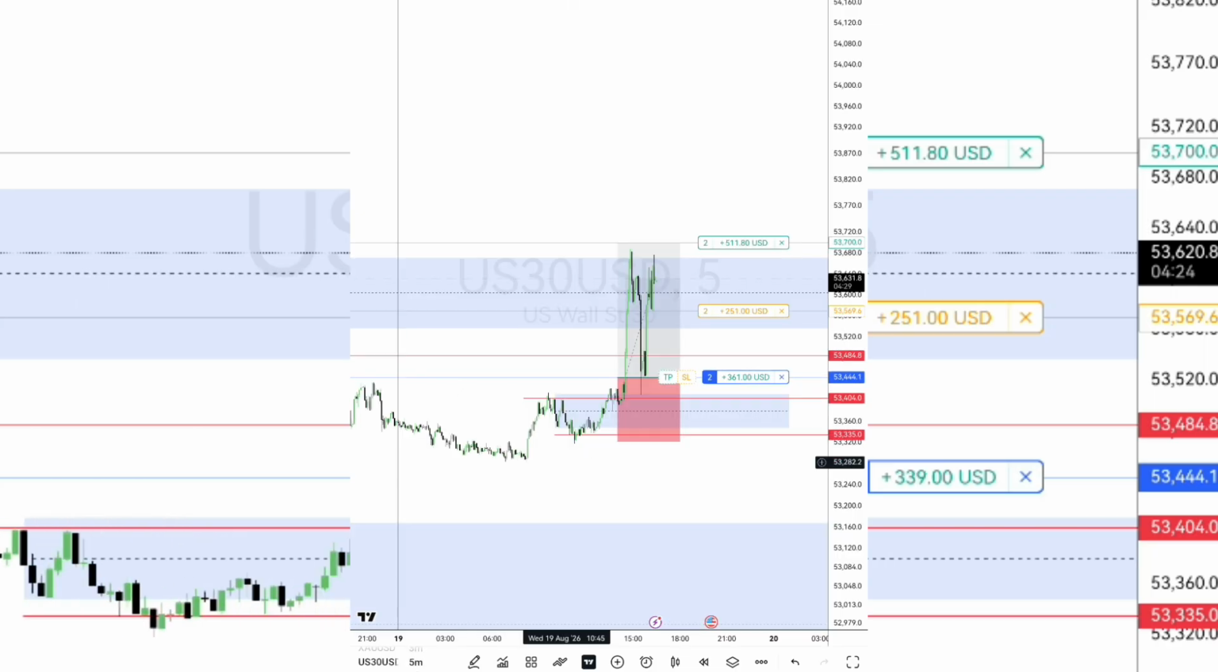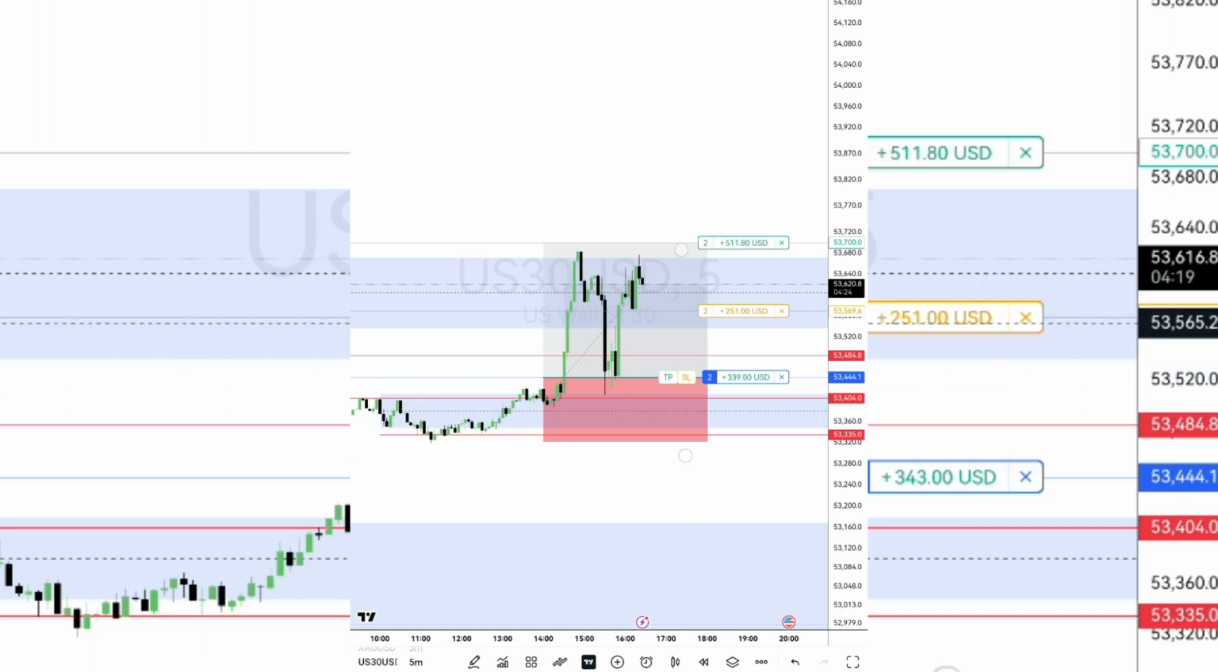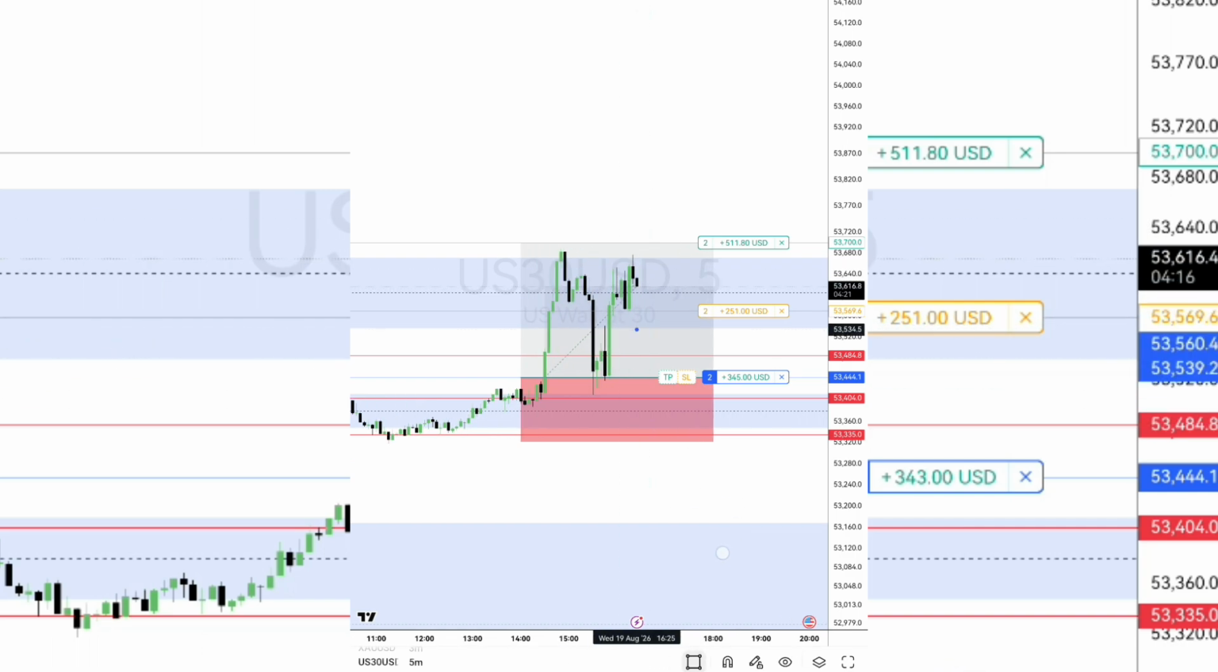If we take it out, we take out that high, because that high is the fair value gap over here. Yeah, I wanna see if we take it out. Right, but I do see this fair value gap over here.